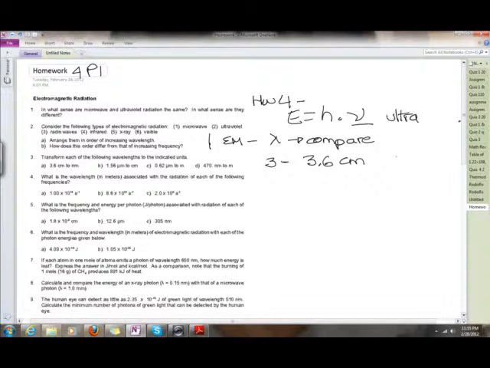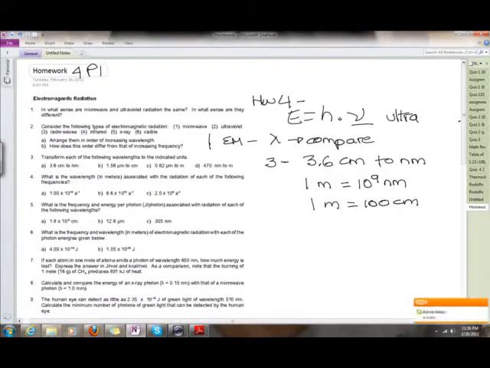Now with micrometers and centimeters. Doing at least 3 will help you practice. You don't need to do them all, but 4 of them. So 3.6 centimeters to nanometers. We have that 1 meter is equal to 10 to the 9th nanometers, and 1 meter is equal to 100 centimeters. This is the way I do it. I do the equality, and then I take it to meters, and then to the desired unit.